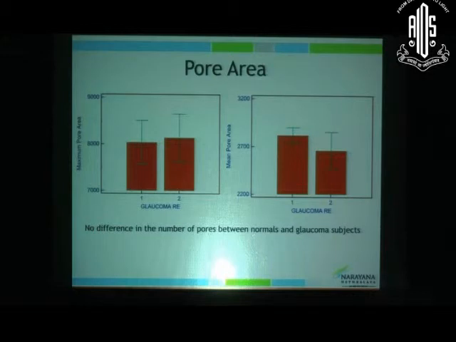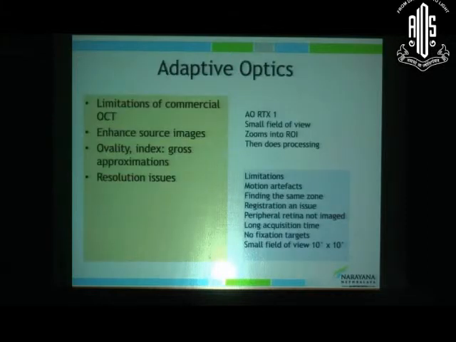The mean pore area seemed to be larger in those that had glaucoma compared to those who did not, but again, there's only a trend and there are no clear indicators here. So, with all the limitations of the commercial OCT, the idea would be to obviously enhance the source images, look at ovality, look at index. However, these are all gross approximations.